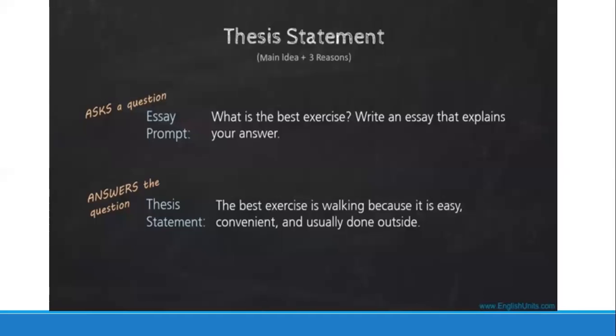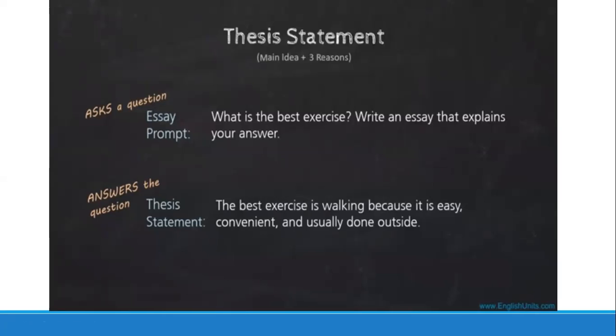So if your topic is to write about which exercise is the best, then your thesis statement is, because this topic is given, maybe people may have different points of view. Everybody may not think that walking is the best exercise, but right now the writer has written the opinion that the best exercise is walking. This is the claim in the thesis statement that the writer has made. The best exercise is walking because it is easy, convenient, and usually done outside. So what will happen in your thesis statement? If there are 3 reasons, these 3 reasons will become the topic sentences of your 3 paragraphs.